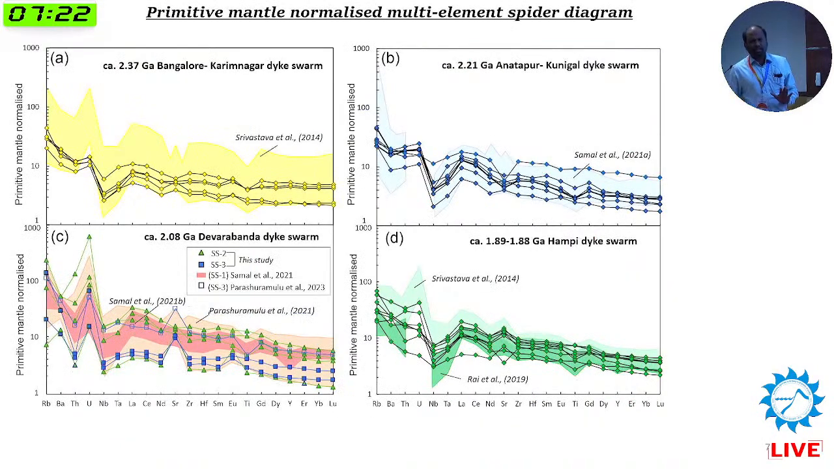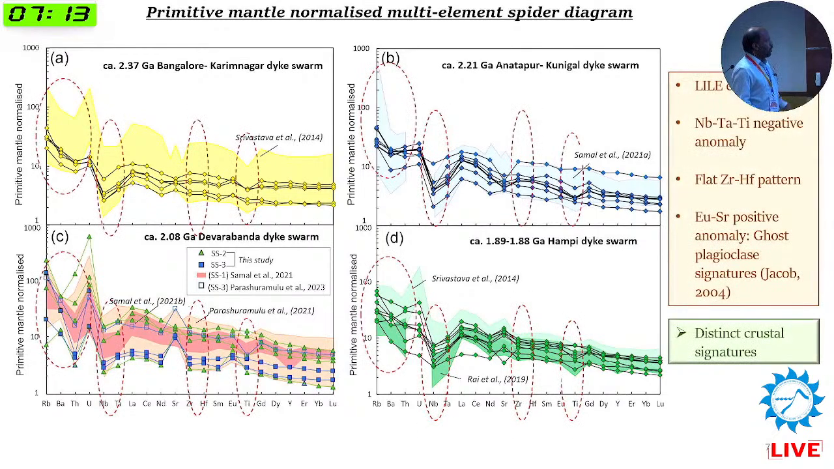Coming to the detailed study, I want to emphasize here, I have shown 4 generations of paleoproterozoic mafic dikes, 2.37, 2.21, 2.08, and 1.89 Ga. If we see, all these dike swarms show a classical crustal signature. The prominent niobium-tantalum anomaly, Ti anomaly, you can also see in all these dike swarms. This classical crustal signature, we can interpret in 4 ways. That can be a subduction signature, which is not totally impossible, because the Dharwar craton was cratonized at 2.5 Ga. There is no chance of any subduction event in the paleoproterozoic.